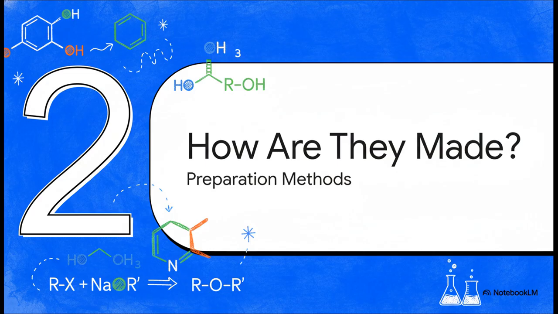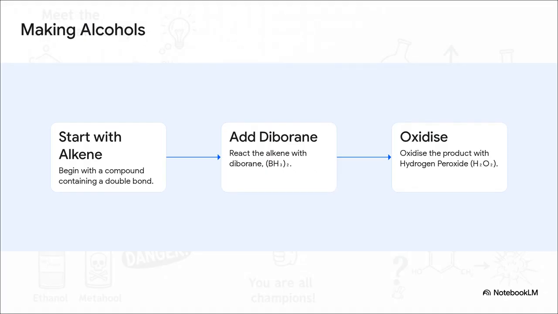Okay, so we've met the family. We know their names. Now let's find out, where do they come from? How are they made? We're not going to study every single method. No. Just the most important ones, the ones your exam papers absolutely love. When it comes to making alcohols, there's one superstar method you must know. It's called hydroboration oxidation. Sounds complicated? It's not. You just start with an alkene.